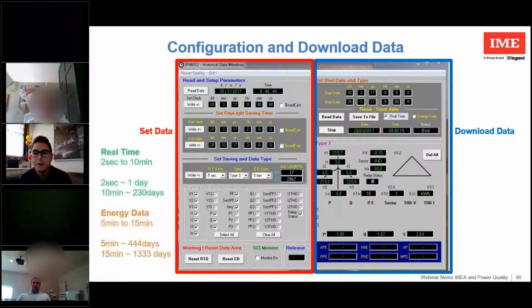As for the real-time data, it is possible to set a sampling time ranging from 2 seconds to 10 minutes. Same for the energy, from 5 minutes to 50 minutes. The more data I save, the less time I can log. The memory is a FIFO type, so when it's full, it starts to overwrite the oldest data. To download the data, just indicate the period from to, and download the file in CSV format. While for the quality database, you have to press the power quality button on the top.